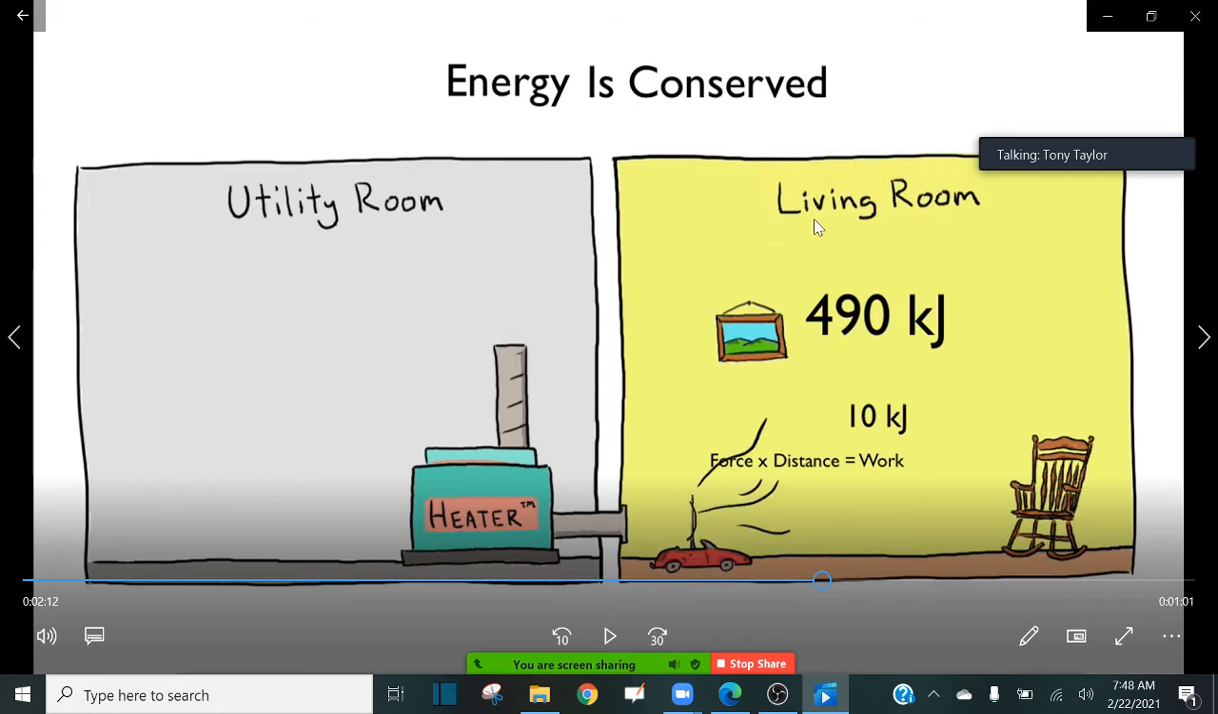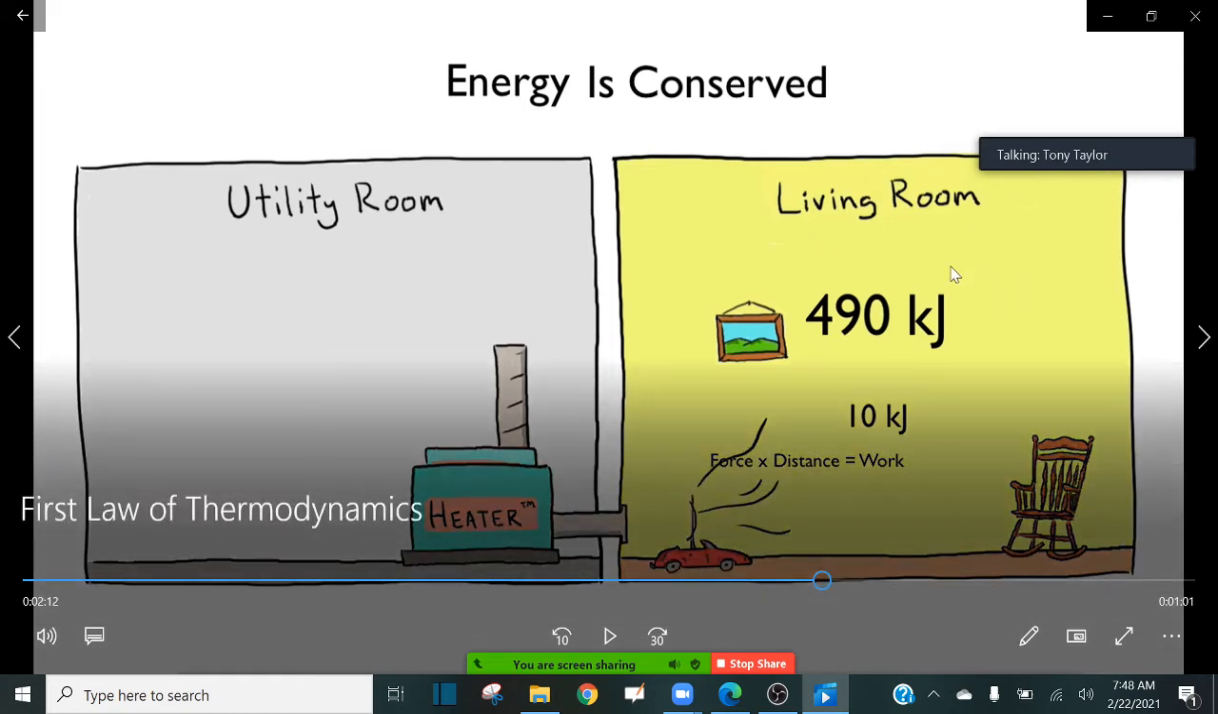Well, it turns out the first law of thermodynamics was very useful for the Industrial Revolution. For example, guys, imagine a ship. A ship turns heat into usable energy. And you guys are familiar with this.